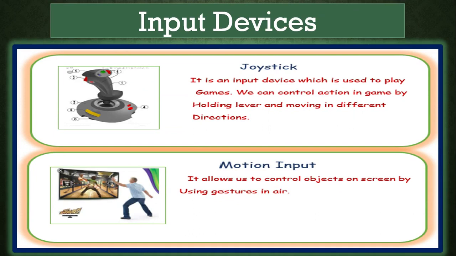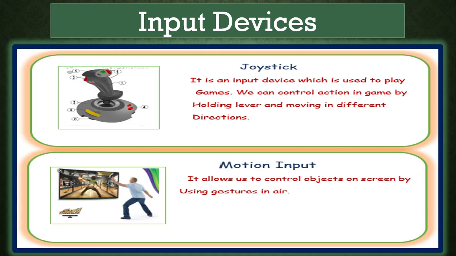Next is joystick. It is an input device which is used to play a game. We can control actions in a game by holding a lever and moving it in different directions. So joystick is an input device which is used to play games. As you can see in this picture, there is a vertical lever, and we can hold this lever in our hand, and when we move this lever, it will also control actions in a game.